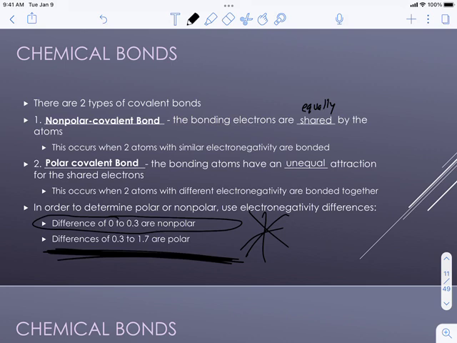The question comes, what if you have 0.3? And that's different depending on the case. I'll try not to give you any with 0.3. But you should know those ranges and the difference between polar and nonpolar.